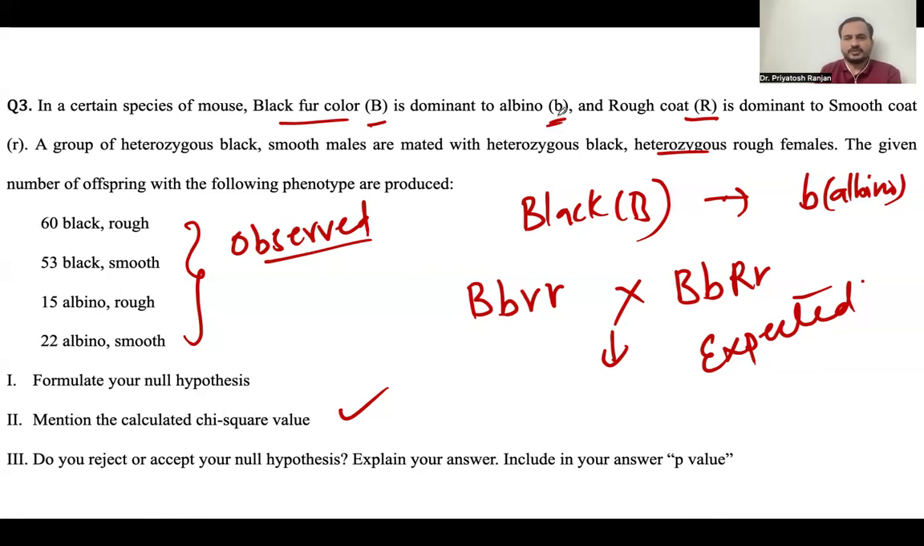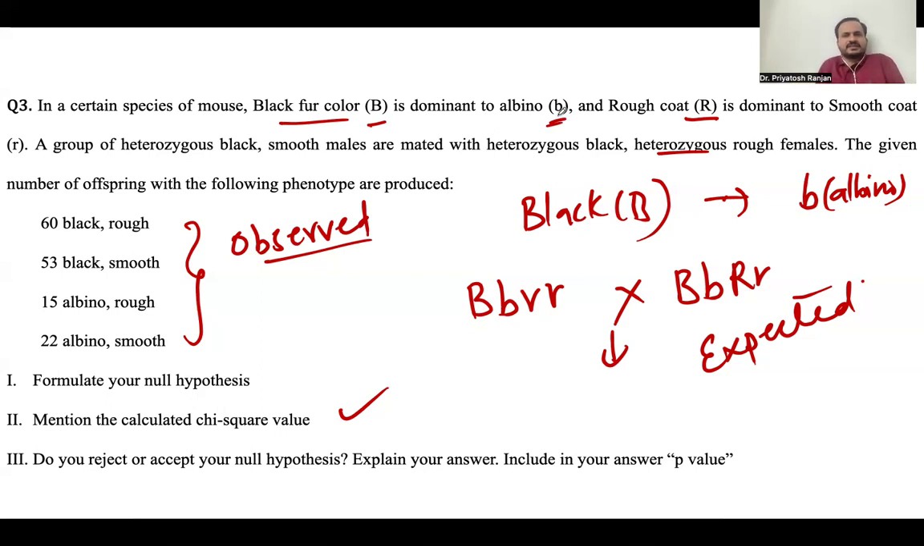I mean, you can create any of these hypotheses. In such kind of mice, the coat morphology is rough and smooth, and the fur color is black and albino. So you can create this hypothesis.